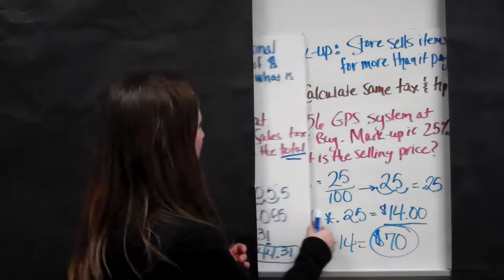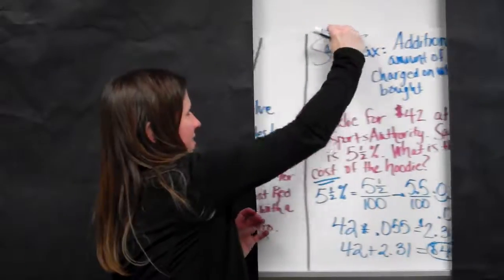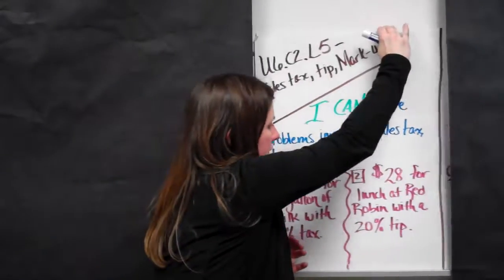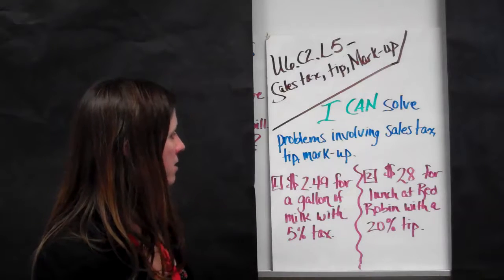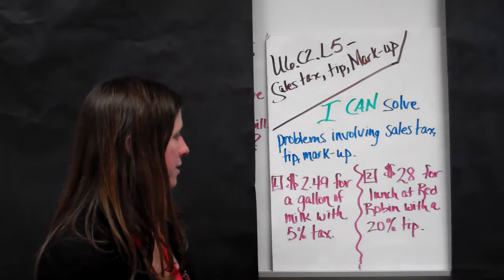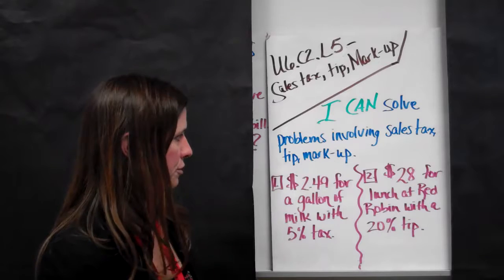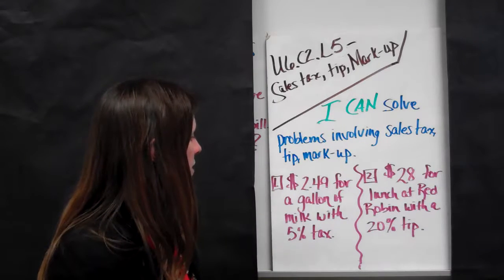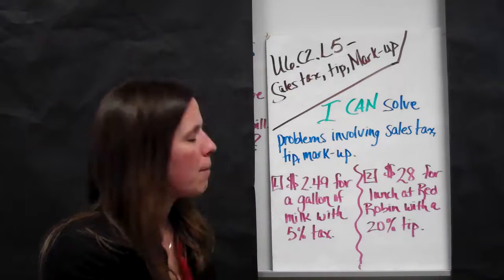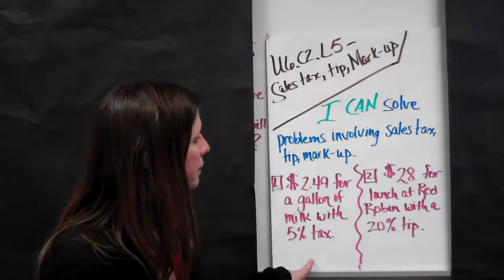Oh, no, I need that one. So for tonight, you are going to try these two problems here. Number one, there's a gallon of milk on sale at Jewel for $2.49, and there is a 5% sales tax on that milk. How much will the total cost of that milk be?